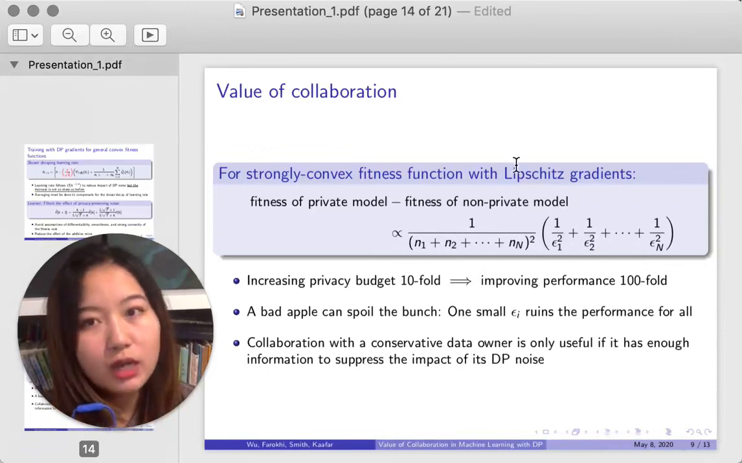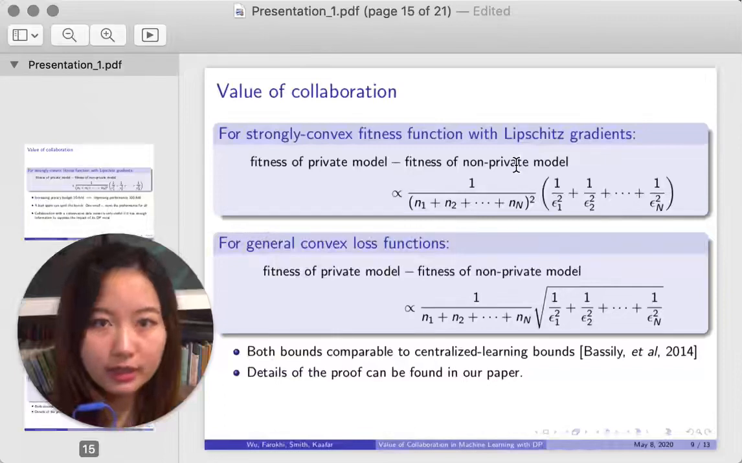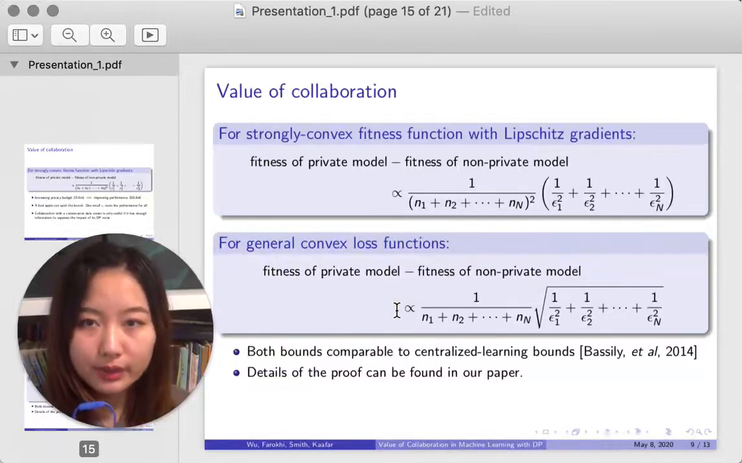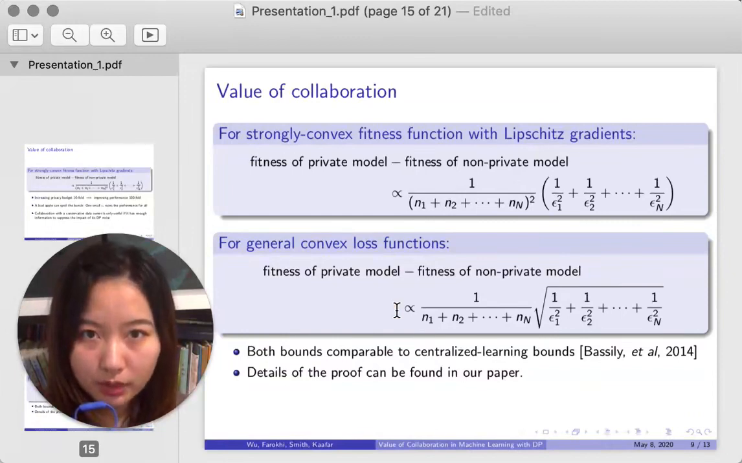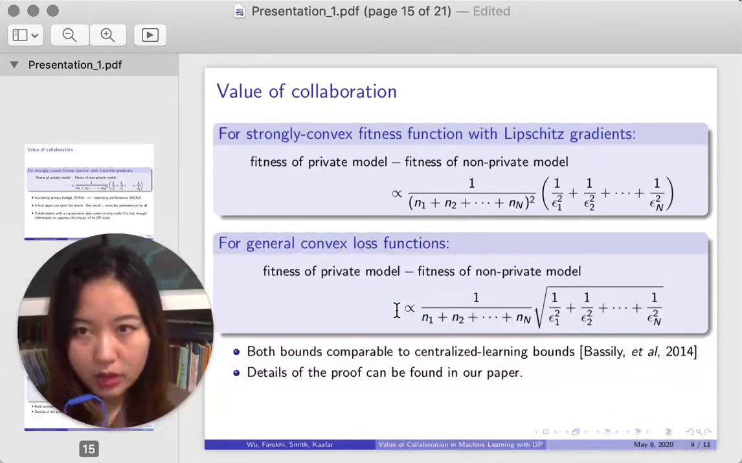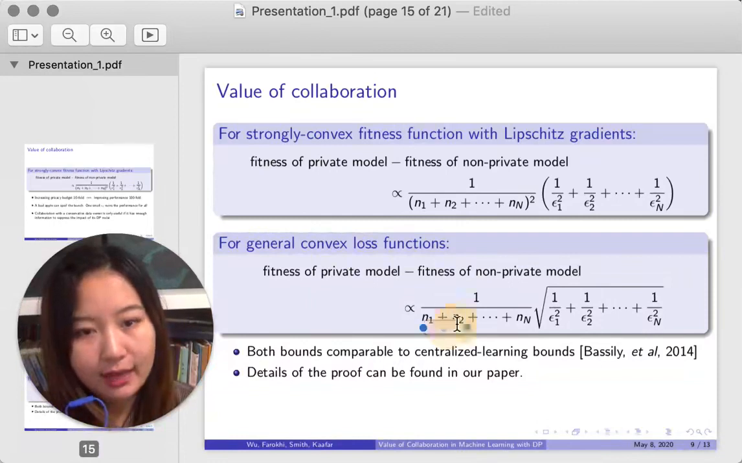So, for general convex loss functions, the relative fitness is also bounded as shown in this equation. So we can predict the performance of our proposed algorithms with knowledge of data size and privacy budget.